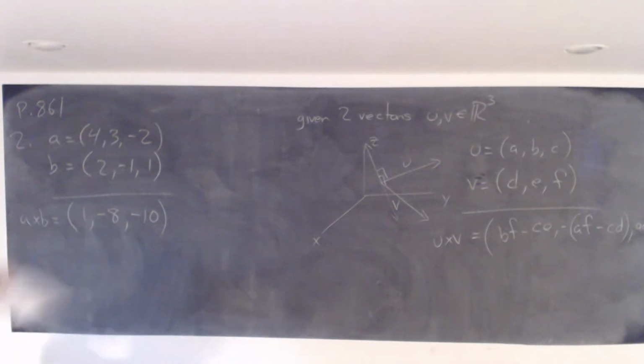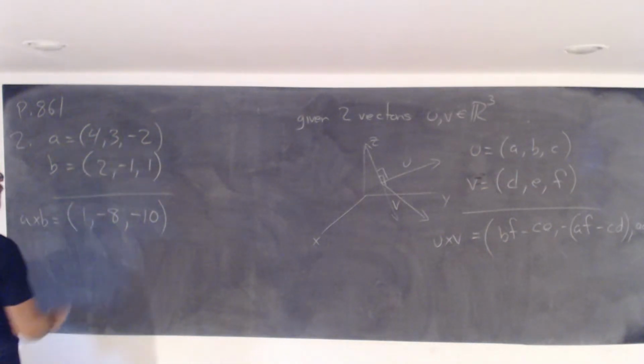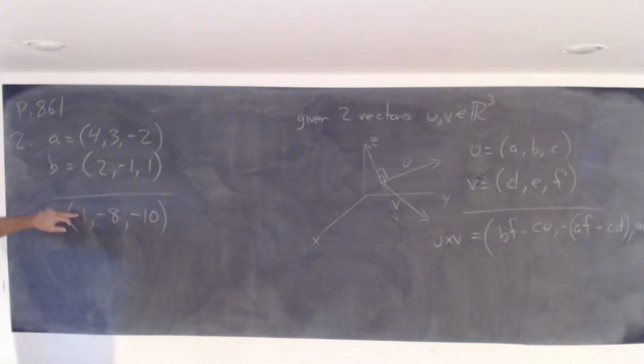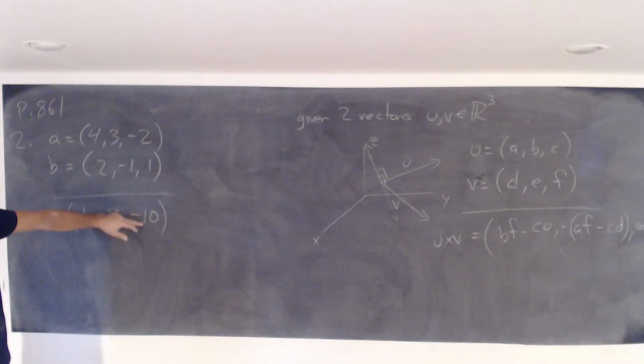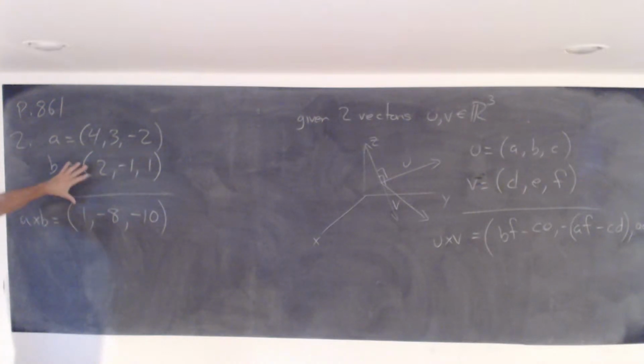Here's the proposed cross product. Is this correct? It should be orthogonal to each of the two original vectors. So 4 minus 24 is minus 20, plus 20 is 0. Very nice. 2 plus 8 is 10, minus 10 is 0. There you go. You're right.